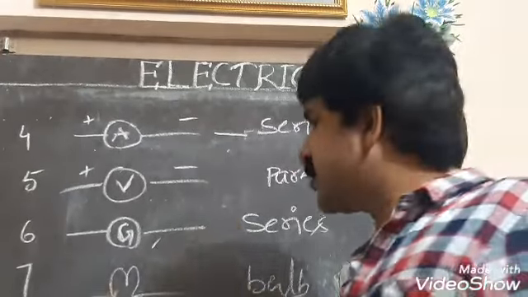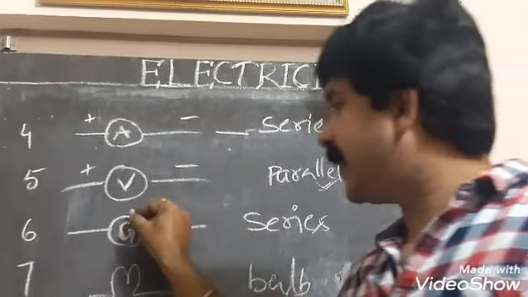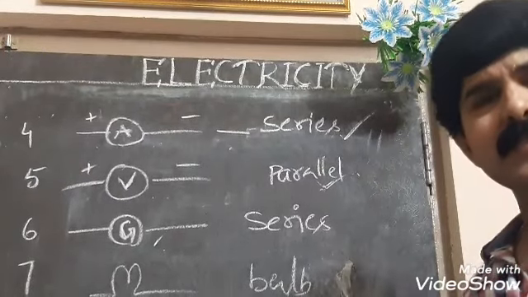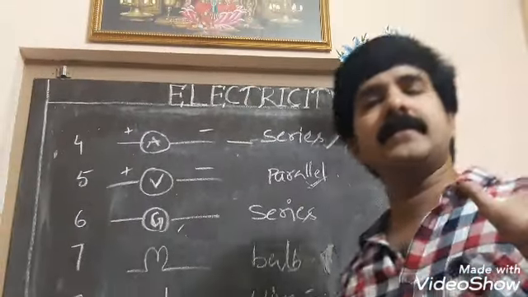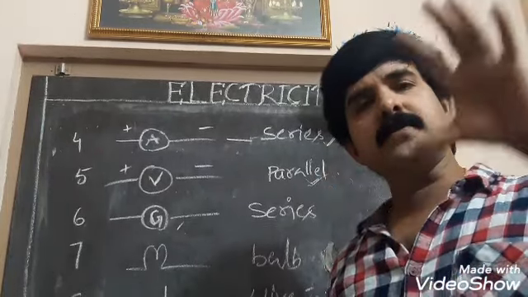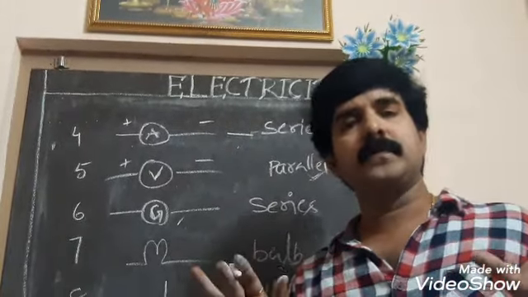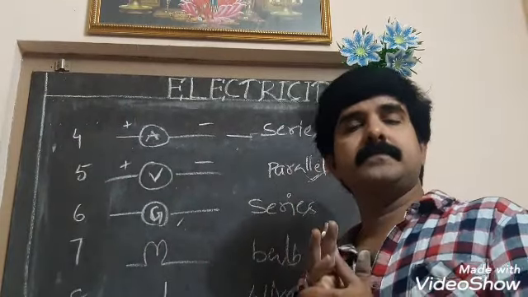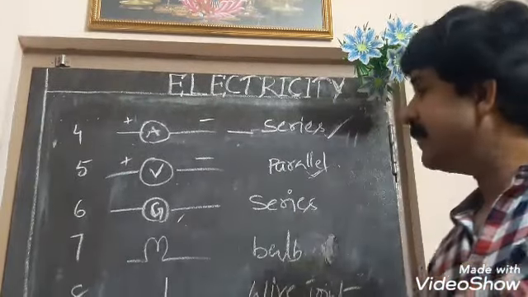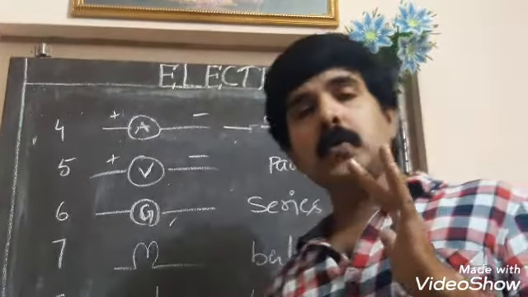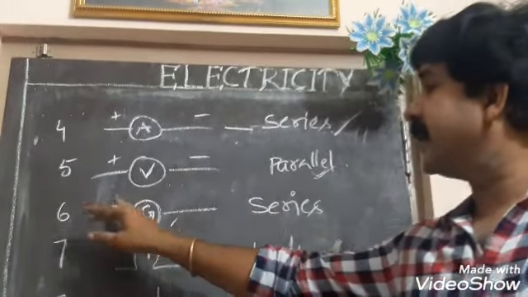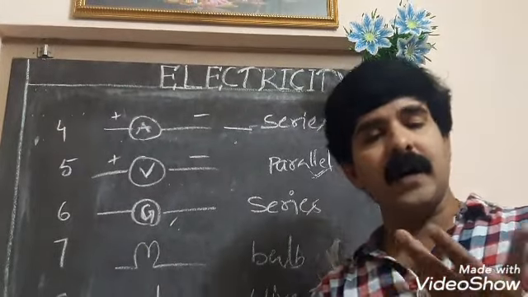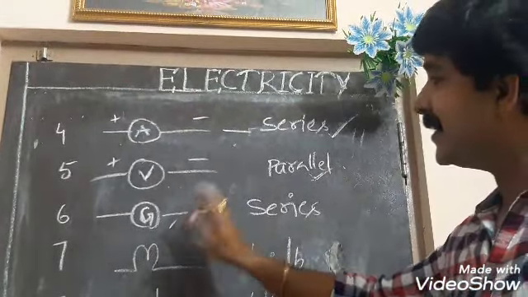Next thing, galvanometer. This is also identified by the symbol G. So what is a galvanometer? A galvanometer is a device to detect the flow of current in the circuit, whether we are having current in that circuit or not. That we will detect by using a galvanometer, and there is no rule which terminal has to be connected to positive and which terminal to negative.